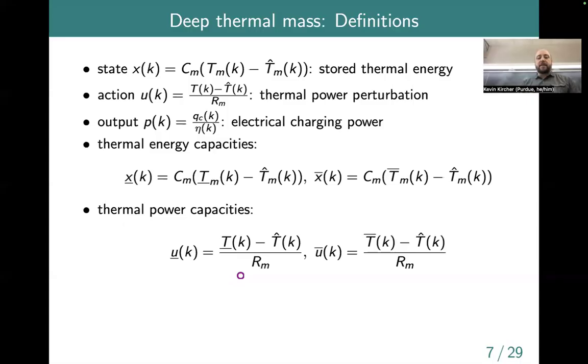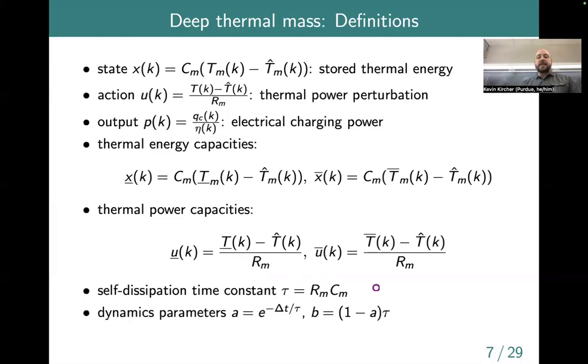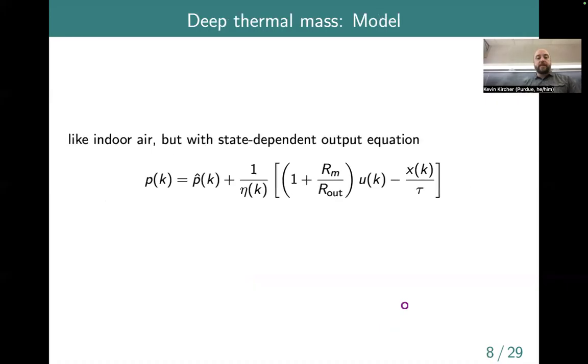So you take the delta T, divide by R, and that gives us our action constraints. We have a time constant again, and the dynamics parameters are defined basically in the same way. The model that we get is essentially the same as the indoor temperature thermal battery model, but now we have this weirder looking output equation. And I will show where this output equation comes from in just a second.